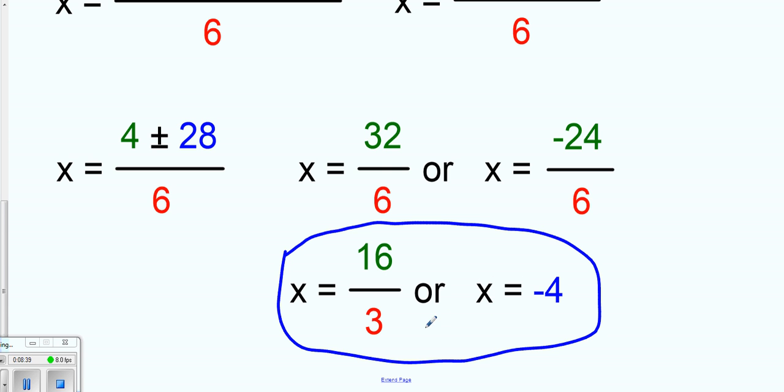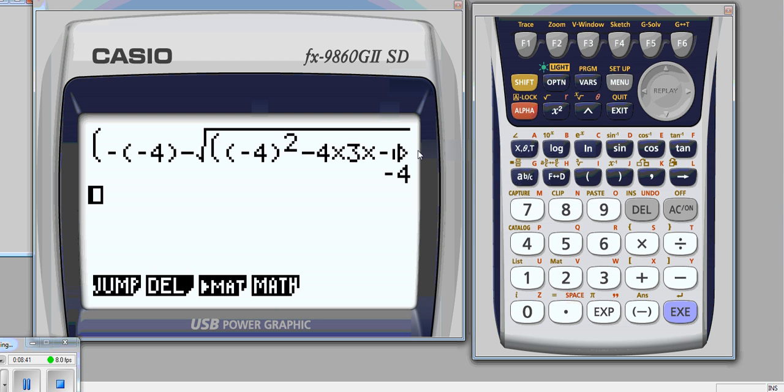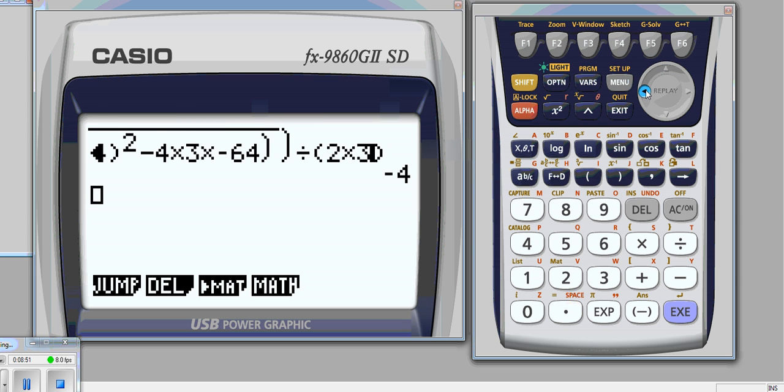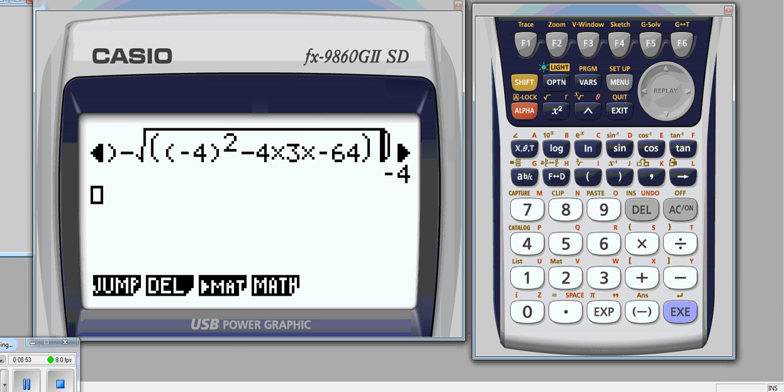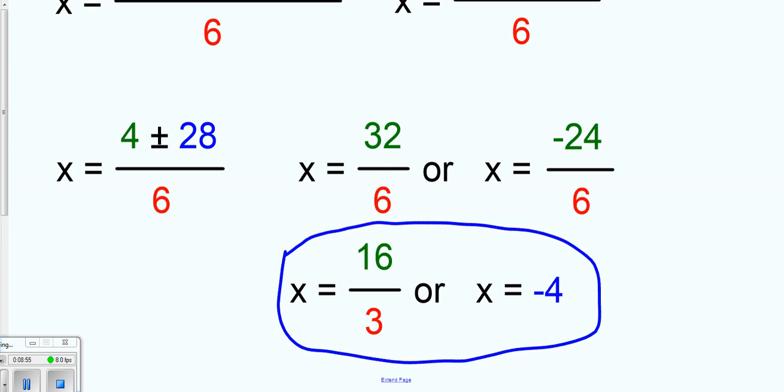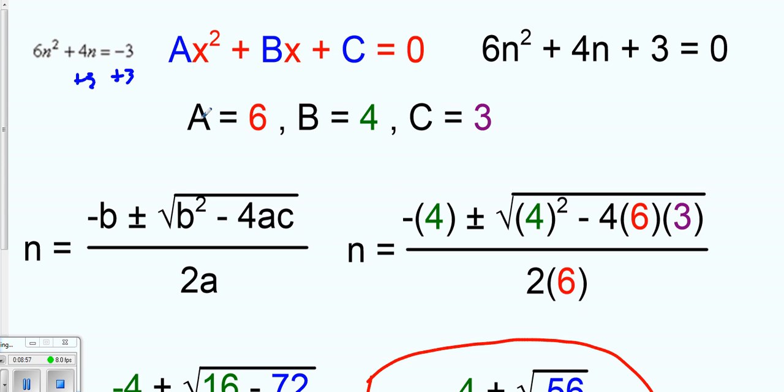We got a -4. So you can run the whole thing on your calculator from start to finish all in one swoop, but you do need to make sure you know your A, B, and C value and plug them in correctly. I'm going to go up again and go back to this. I'm going to show you how to do the next, not this next one, we're going to do this one.